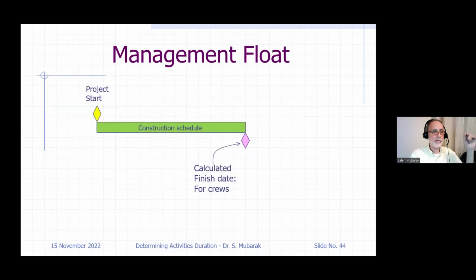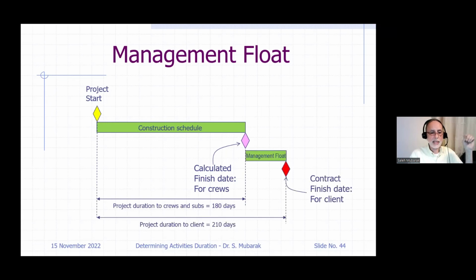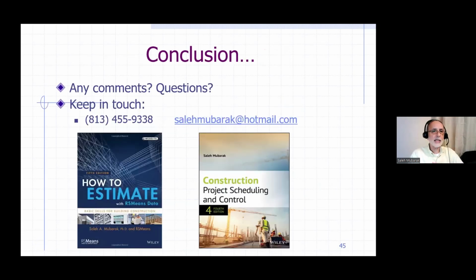Let me show you graphically. Here's the project. Here's the calculated finish date without time contingency, without management float. And this pink milestone is what I tell my subs and crews, this is my finish date, let's say 180 days. But to the client, I promised it will take 210 days. There is a 30-day difference. I call it management float. As a project manager, whenever we have something unexpected that does not allow me to get an extension of time, I use that management float. So I will leave the activities lean with no fluff, and I keep that for myself. We did that. In fact, I remember I worked as a government employee here. We used that. So with that, I would conclude my presentation.